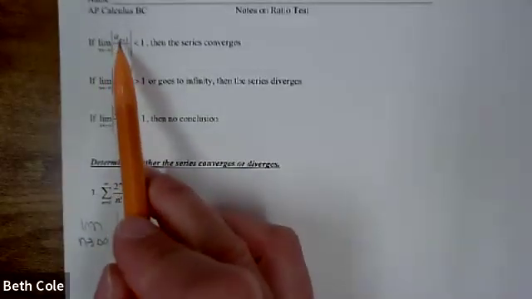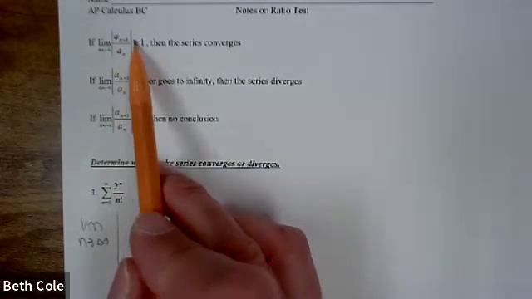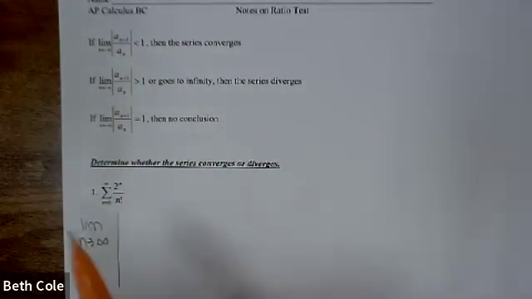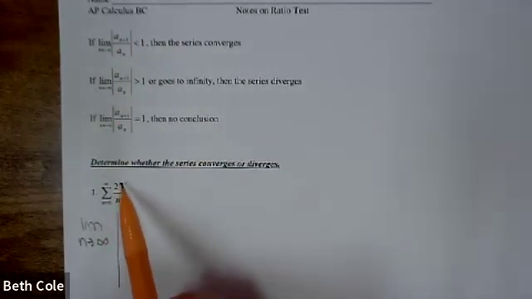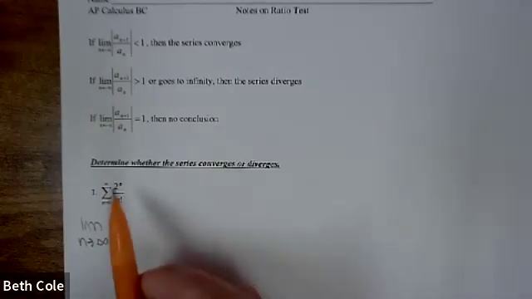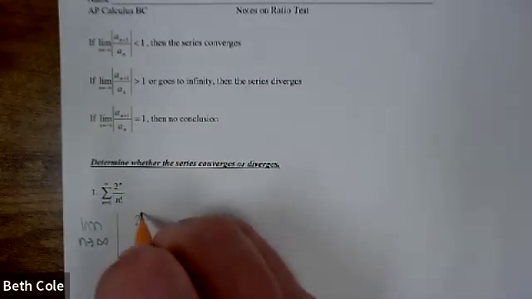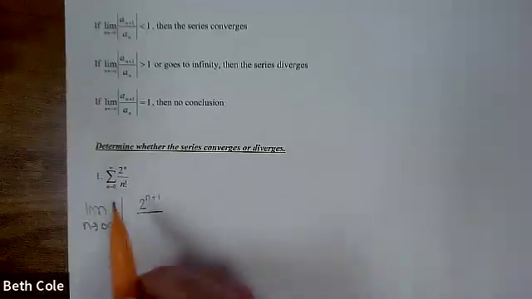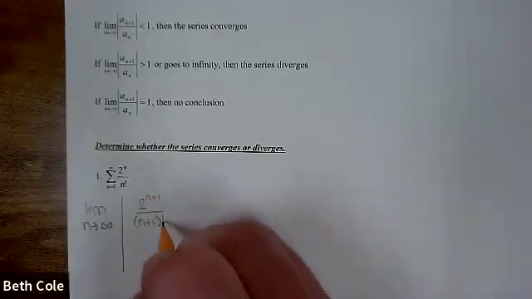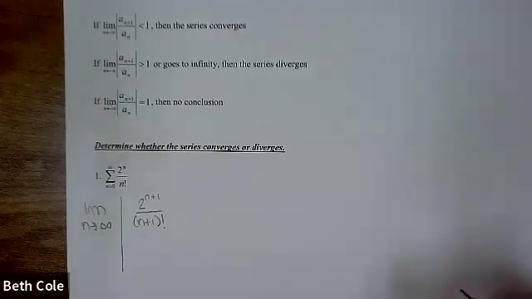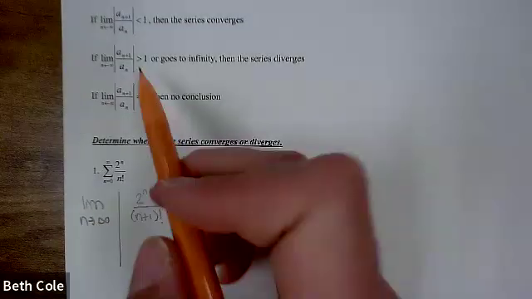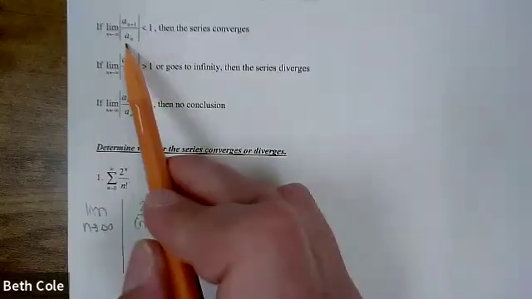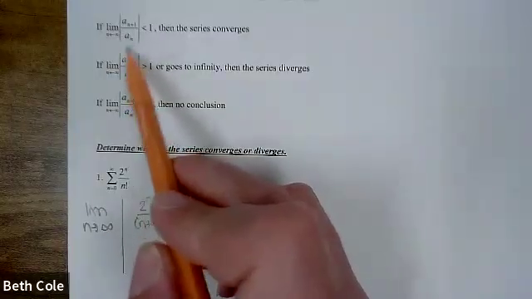Now, do you see how in the numerator it says a sub n plus 1? All you're going to do is for your series, everywhere there is an n, you're going to replace it with n plus 1. Good. Okay, cool. So this is going to be 2 to the power n plus 1 over n plus 1 factorial. Now, that is over the series.